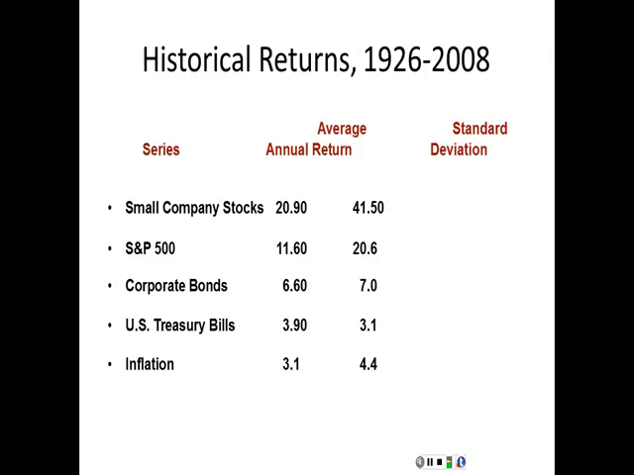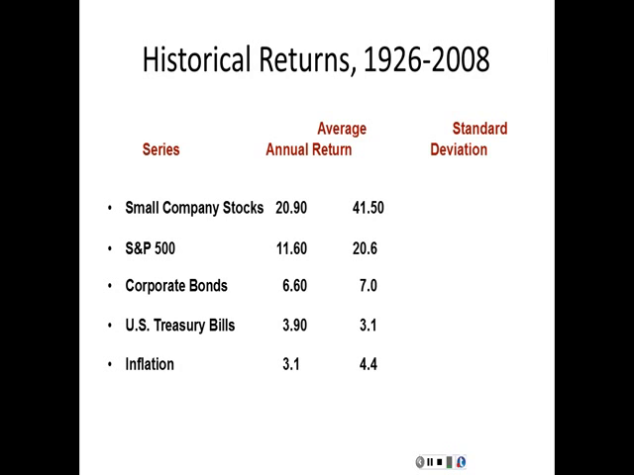Now look at the second column. I know these columns don't line up real well, but the second column shows you the volatility. So our small company stocks did better on average than all the other types of investments, but they also had the greatest volatility. If you look down at U.S. Treasury bills, that would be considered a very safe investment. Its average return was only 3.9%. Its standard deviation for the sample was 3.1%. Very safe, but very low return.